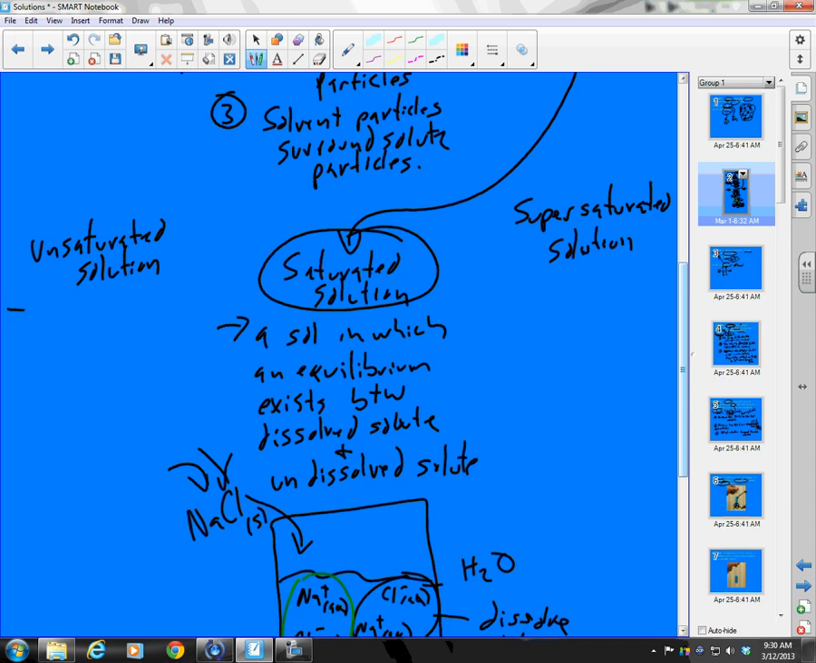Now, what about an unsaturated solution? Well, that's a little easier to understand. This is a solution in which there is insufficient solute to create a saturated solution.